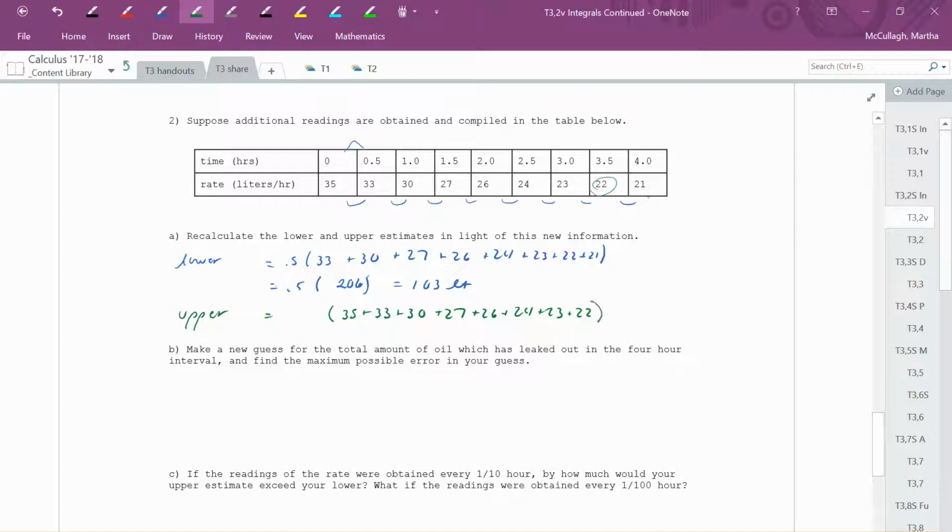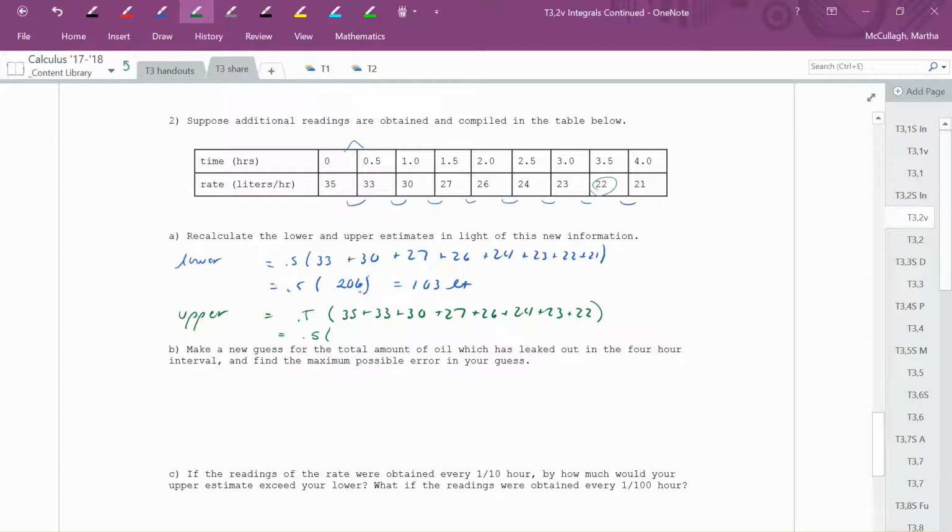So we're not taking the 21. And we're multiplying by the width of the interval, which is 0.5. And just a little bit of a calculator shortcut here. I could add all of these again in my calculator, certainly easy enough to do. But I could also say, well, okay, I've got this 206 that I know already. The 33 is not included in the 206.